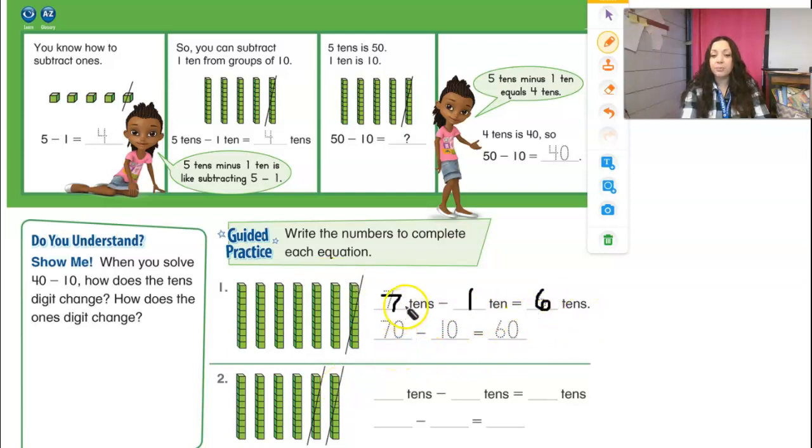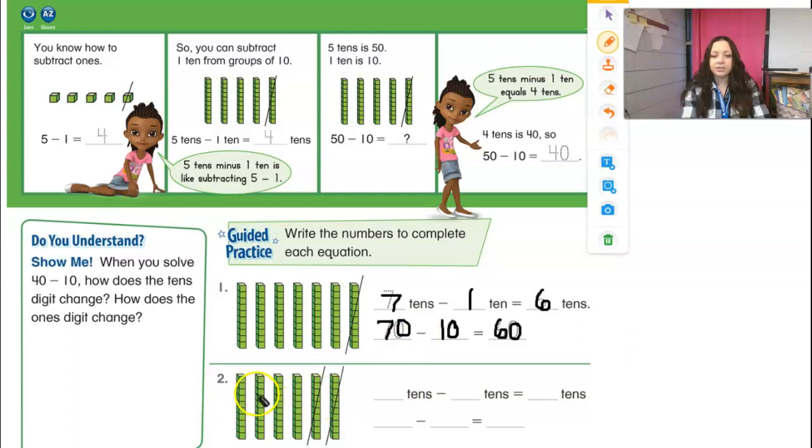Then they turned it into a number. So 7 tens is the number 70. 1 ten is the number 10. And then 6 tens is the number 60. So look, it's the same digits, but with a 0 behind it in that ones column. All right, let's look down here.